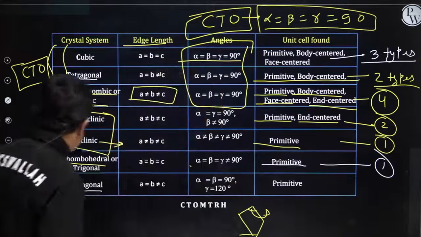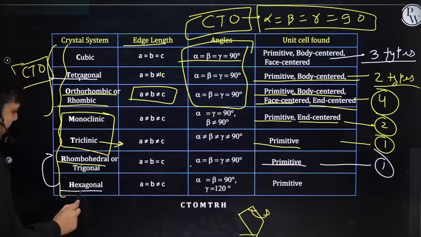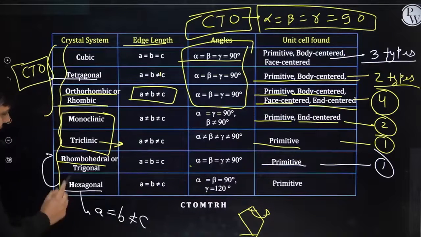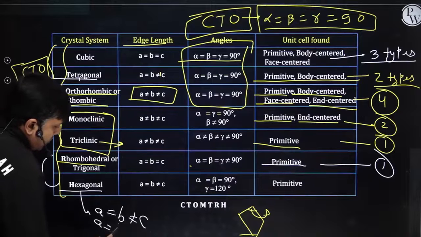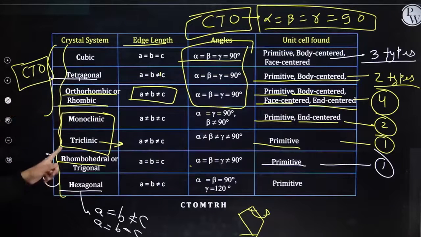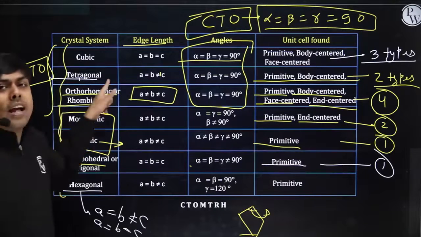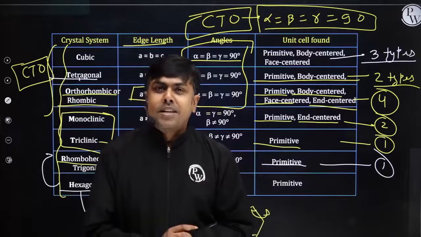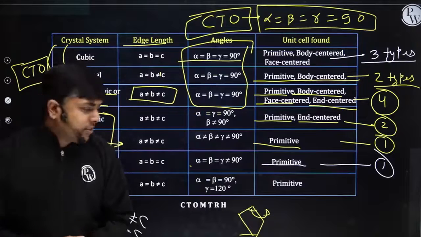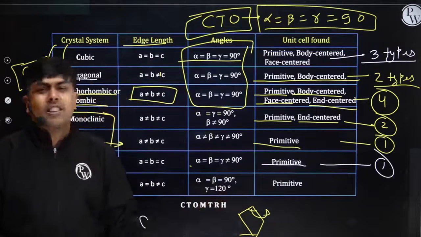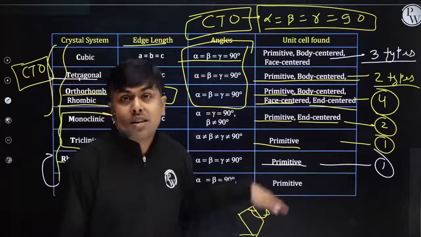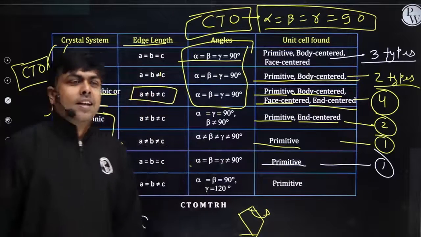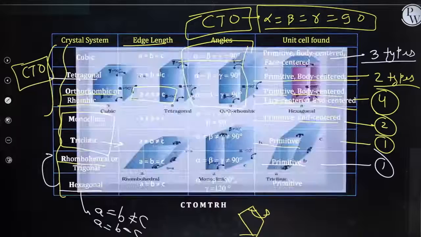So you can remember it like this: HR. In H, A equals B, not equal to C. In case of rhombohedral, A equals B equals C. So HR recruits a management trainee, and this management trainee gets promoted to CTO. Am I clear? So through this mnemonic, CTO, MT, HR, you can remember this table, and this table is really, really important. Students, let's move ahead.